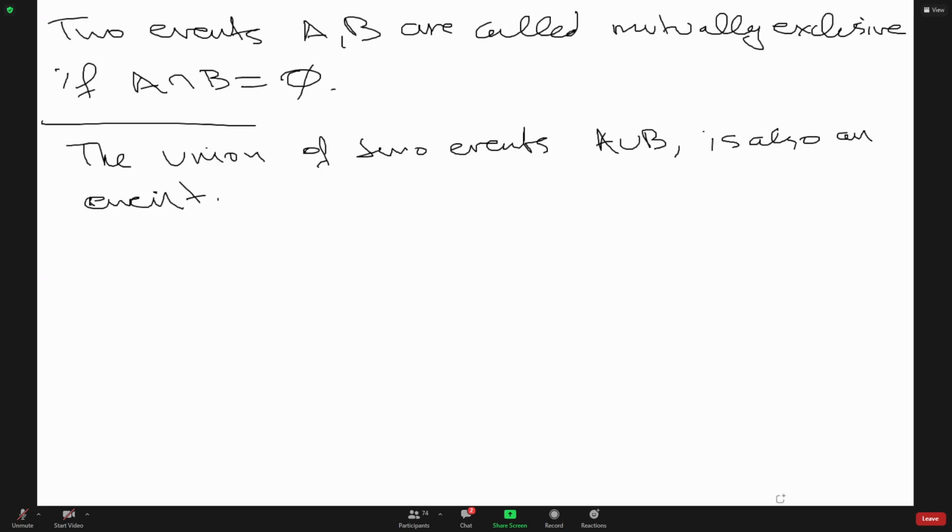Are there questions until here? These are some very, very basic and important definitions that we have to understand very, very well. So what is the sample space? What is an event? And what is an outcome? Is it clear to everyone? Yes. Okay, great.